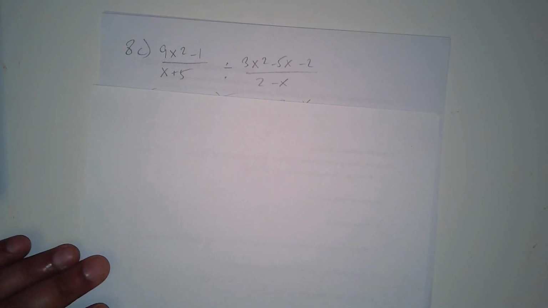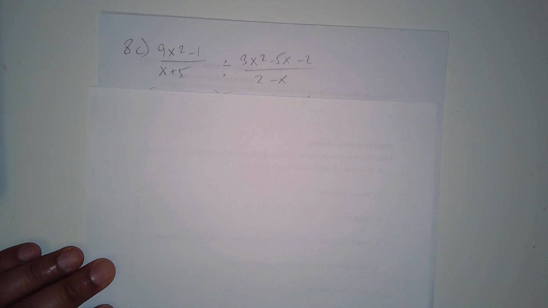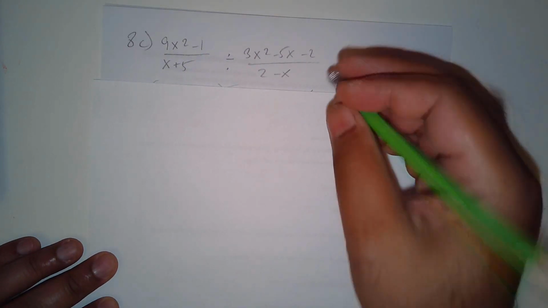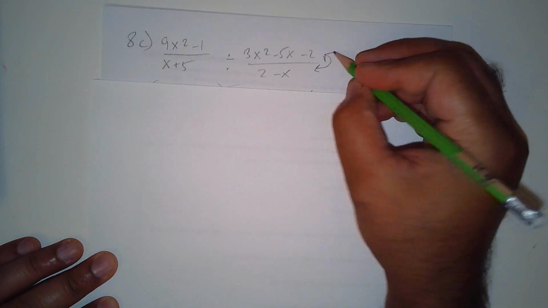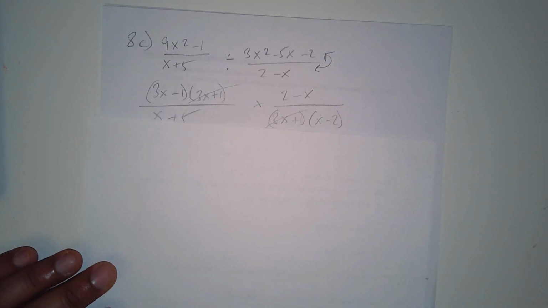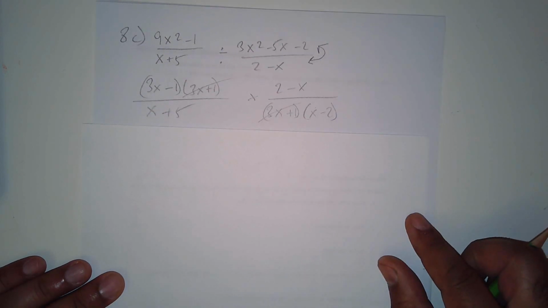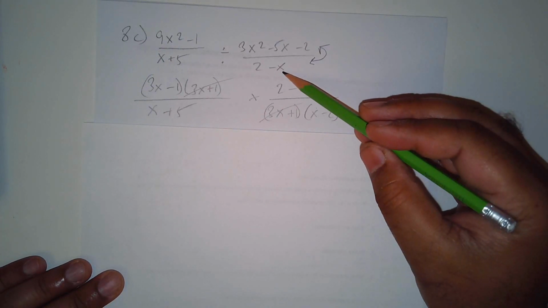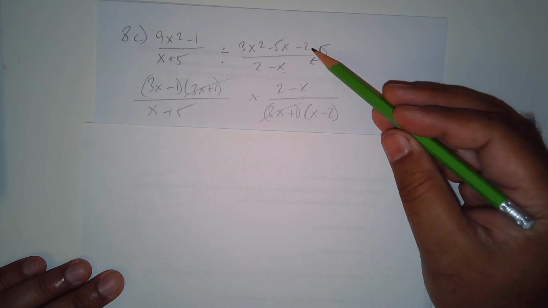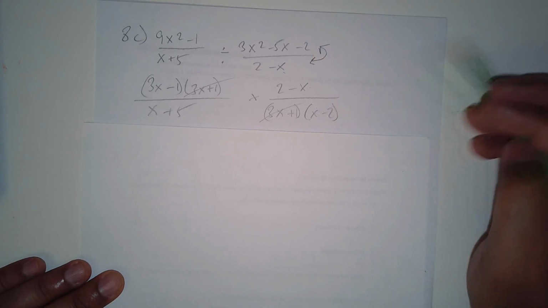Okay, 8c. So same idea, we have to factor this all out. This thing here is going to be flipped around. So you get 3x minus 1, 3x plus 1 over x plus 5, and you've got 2 minus x. So this was the bottom here, it's on the top now, and this is factored into this part here.